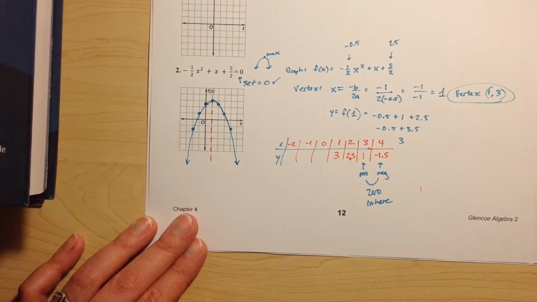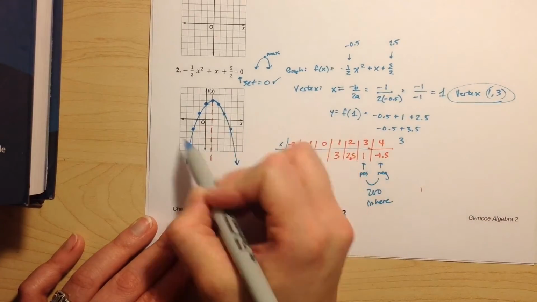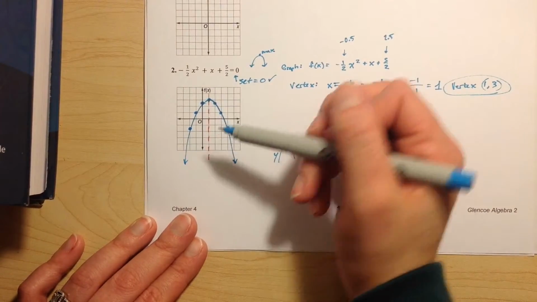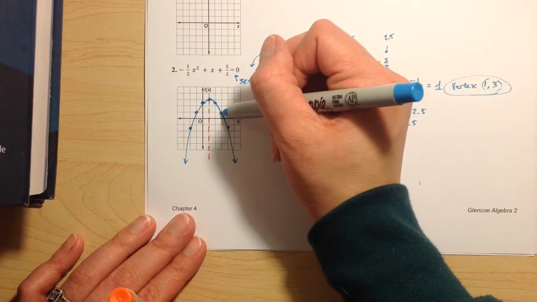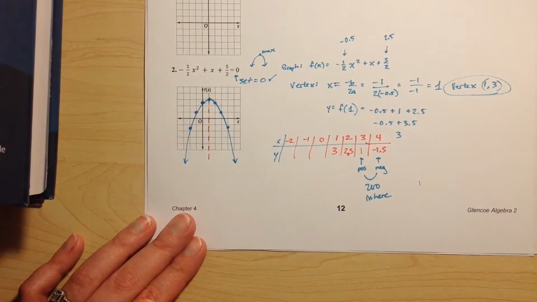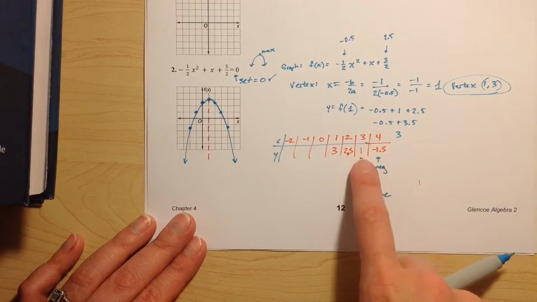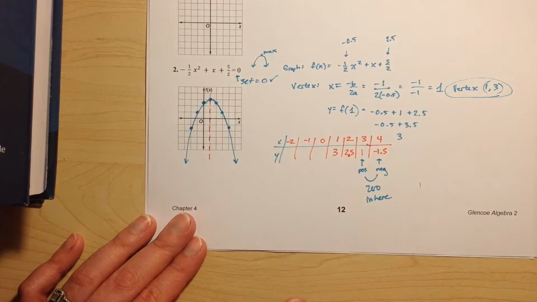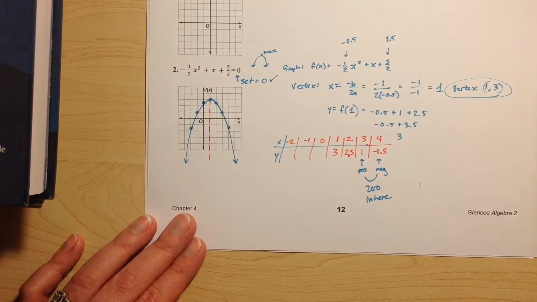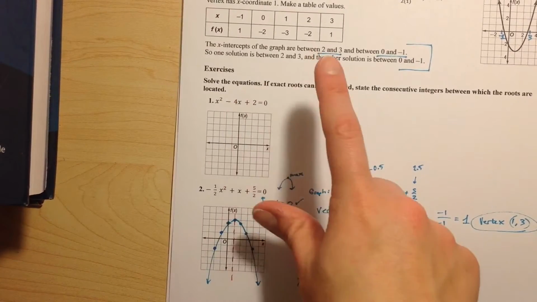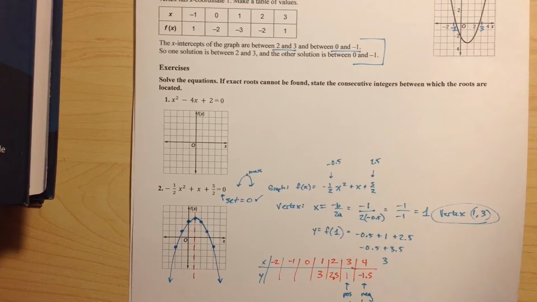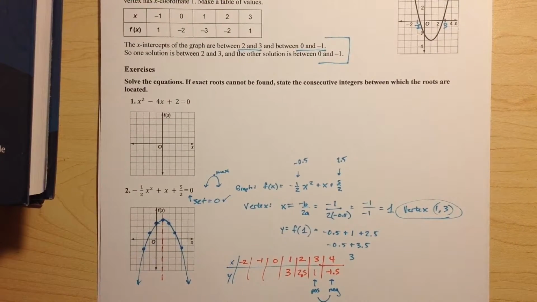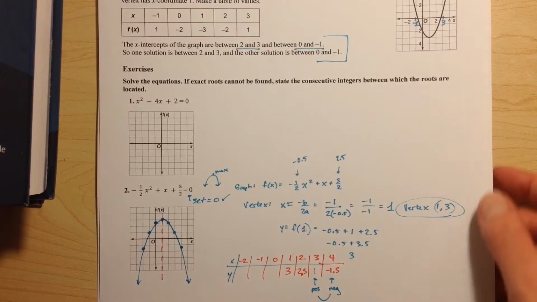And now for the final answer, we want to do a combination of what my chart says and what my graph says. Because again, sometimes we draw a thicker line, so maybe it would look like my line is hitting at 2. So use a combination of what you see in the graph and the chart. First off, I see that I get the shape that I knew I was supposed to have. I'm supposed to have this upside down parabola, and I see that. So I know that my points are in line, which is good. Now, as far as my solutions, it says, solve the equations. If exact roots cannot be found, state the consecutive integers between which the roots are located, which is what I have to do here because I don't have exact zeros.